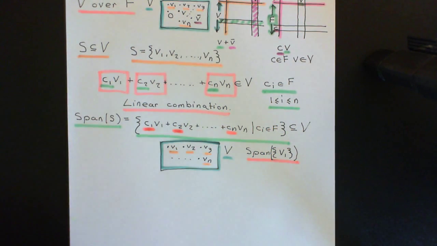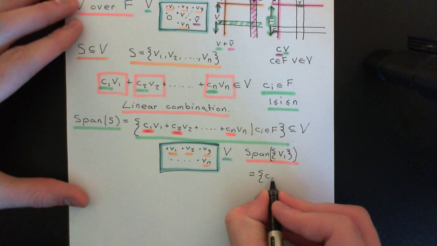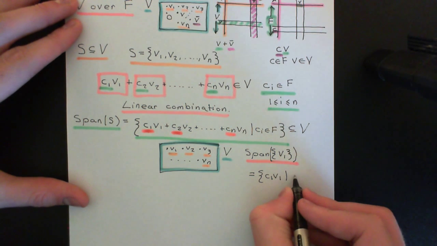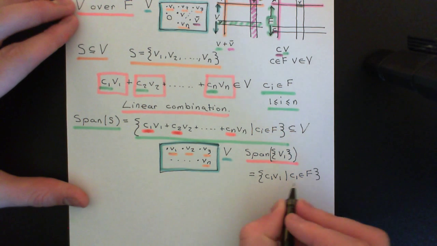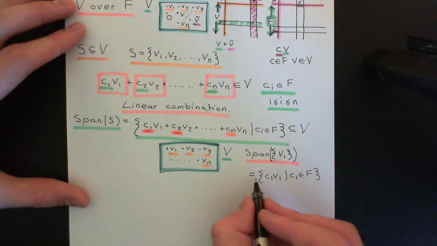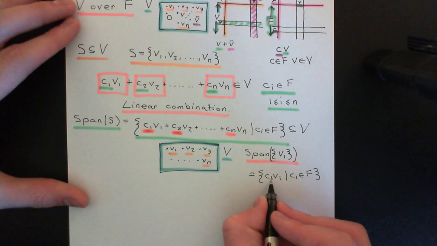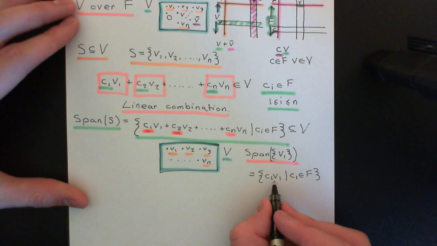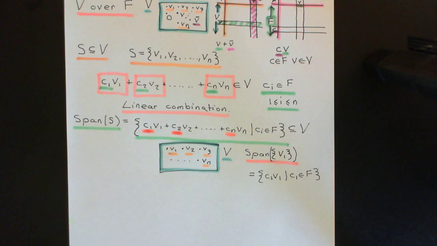So what would I do here? Well, now I'll just have one vector. So this, by definition, will just be all things of the form C1 times V1, where C1 can vary over all elements of the field. So all I will do in this case is I'll just multiply V1 by every single element of the field. I will take all of the possible scalar multiples of my vector V1.